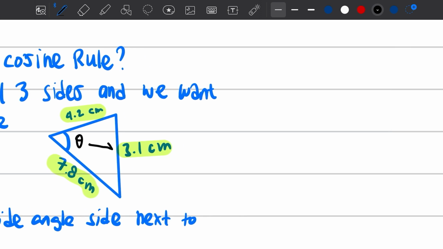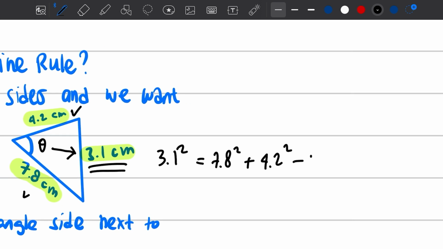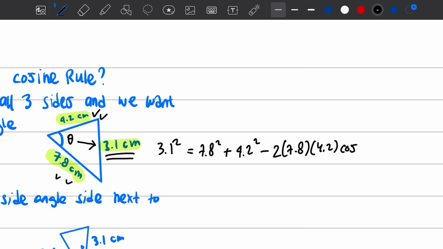Okay, so how to use the cosine rule? Focus on the side that is opposite to the angle that we want to find, which is 3.1. And then we square it. 3.1 squared equals the second side 7.8 squared plus the third side 4.2 squared minus 2 times the second side 7.8, the third side 4.2, and then multiply by cosine of theta. You can solve for theta by using the cosine rule.